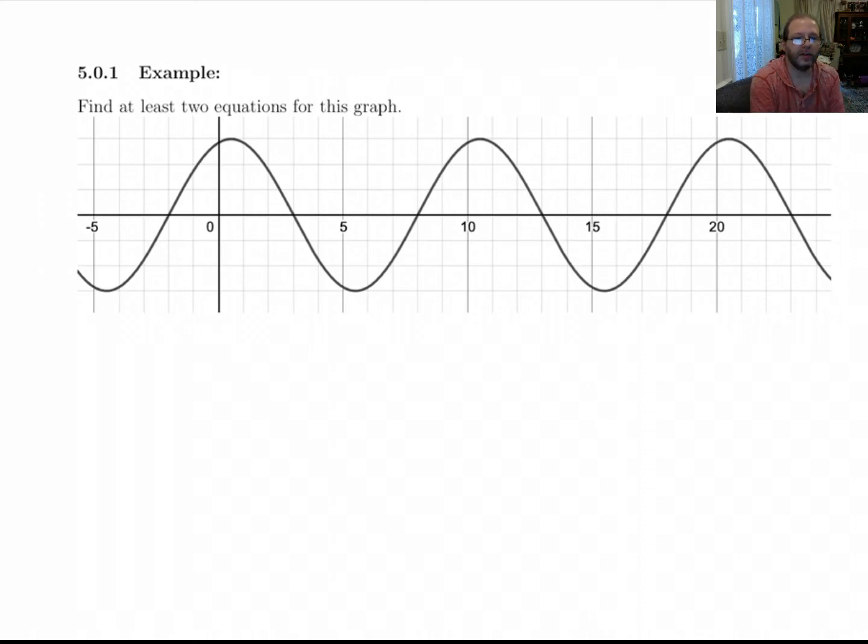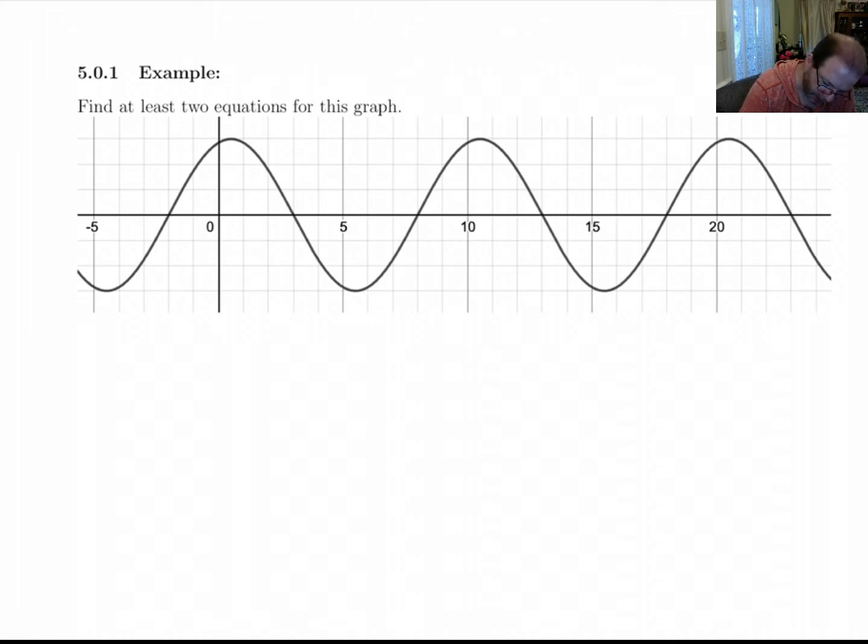All right, let's find two equations for this graph. Now, notice on this one, we don't have multiples of pi along the x-axis. What we've got are just regular integers. So let's do a sine and then let's do a cosine.